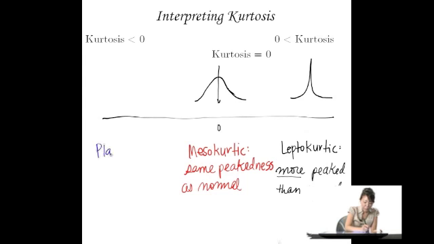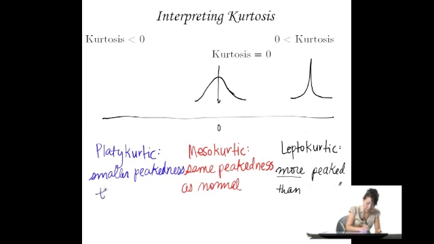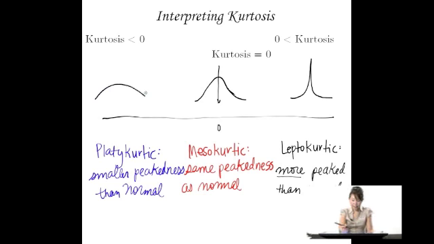So platykurtic means this is flatter than normal, so smaller peakedness than normal, right? So that would be something that looks more like this, right? So that's platykurtic right there. So those are our 3 interpretations of kurtosis.